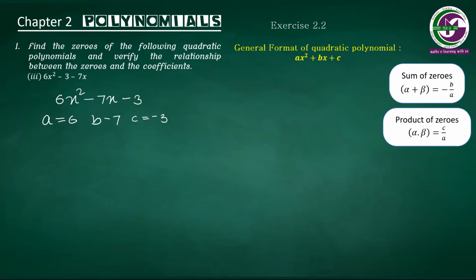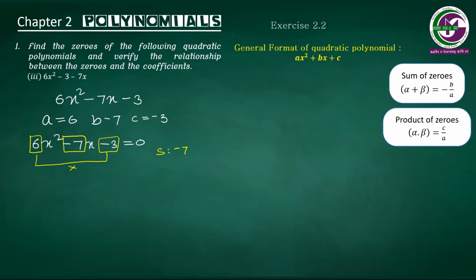Now to find the zeros of the quadratic polynomial, we'll equate the polynomial to 0. So we'll write 6x square minus 7x minus 3 equal to 0. Now we'll use the splitting middle term method. Here we can see the coefficient of x square is not 1, so we need to use the splitting middle term to factorize. First, we'll take the middle term, that is negative 7. So the sum equals minus 7. The sum of the numbers must be negative 7. And to get the product of the numbers, we'll take these two and multiply.